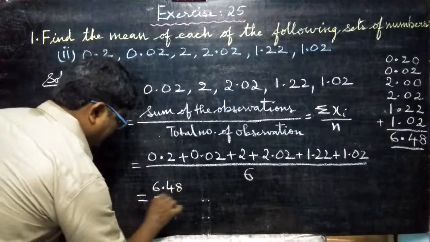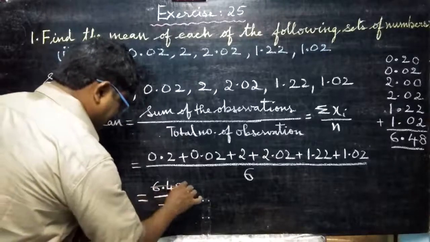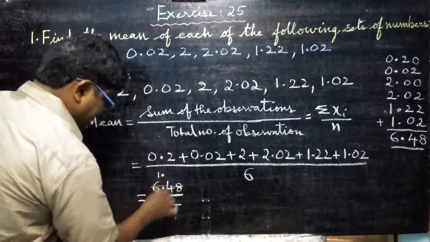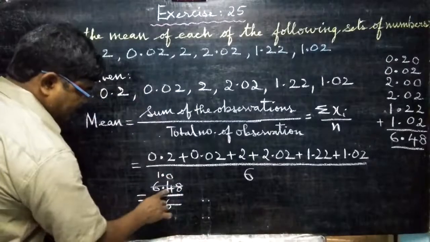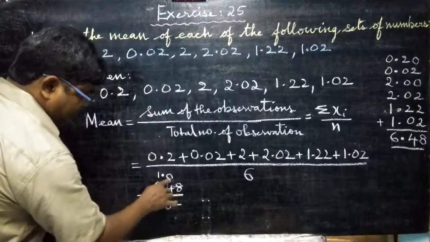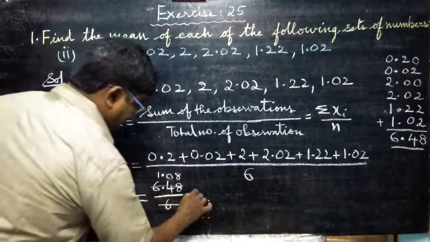6.48 divided by 6. 6 ones are 6, decimal. 6 will not go in 4 because 6 is more and 4 is small. Then 48, 0 times it goes. 6 8s are 48. So what is the answer here?